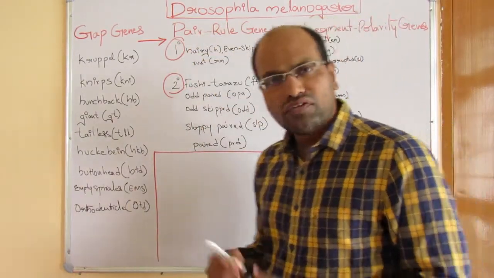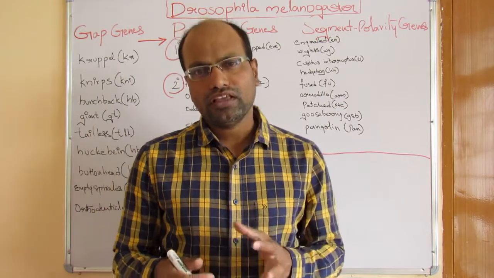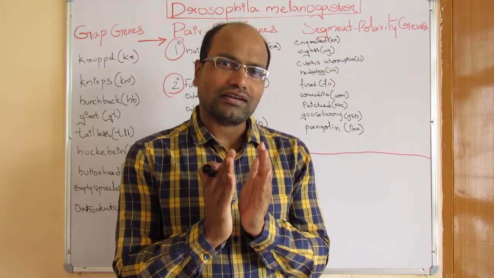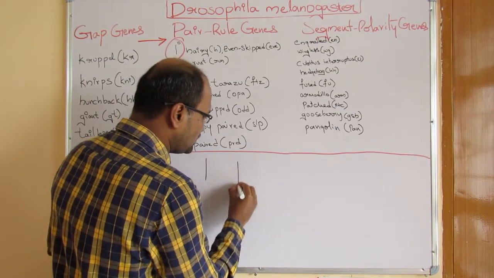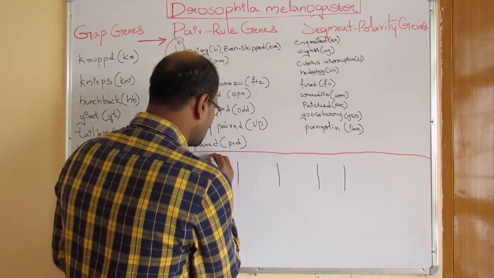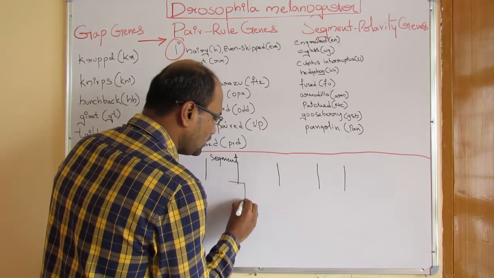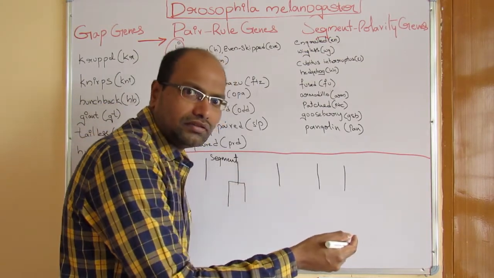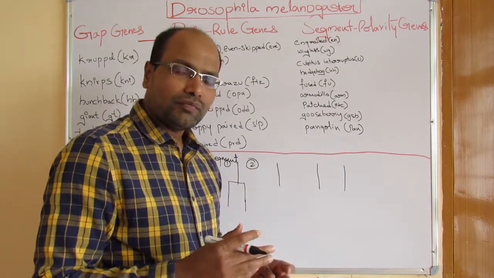And before that, it was surprisingly found that the segment we are talking about in the developing embryo is not the exact segment you see in the adult. Arthropods are metamerically segmented organisms. What they observed is that mutations are seen in the posterior side of one segment and the anterior side of the immediate next segment. This is the first segment and this is the second segment.